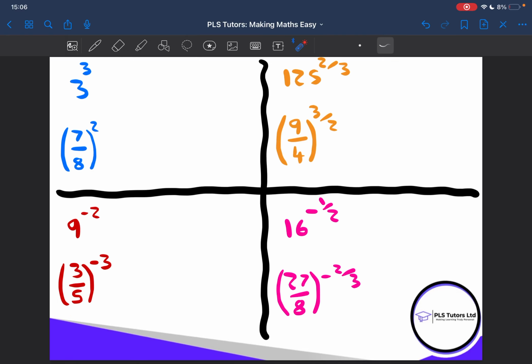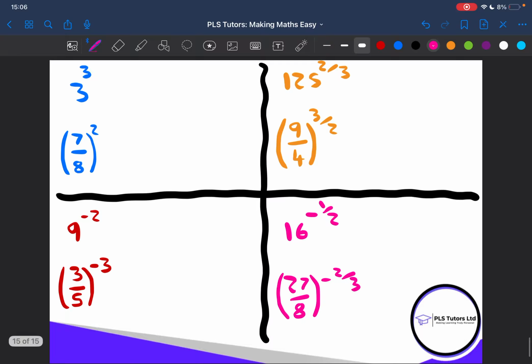GCSE Maths video, we're looking at how to do indice laws. Now this is what takes indice laws from being a foundation topic to a higher tier topic, and by the end of the video, literally within 5 minutes, all 8 of these questions should be really easy for you. Okay, so let's start off over here.